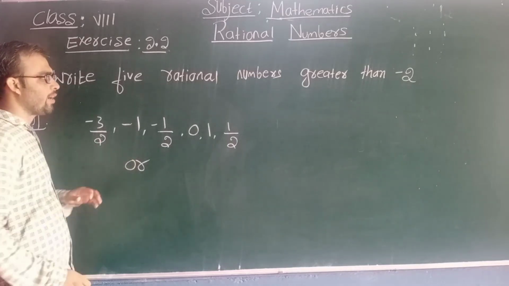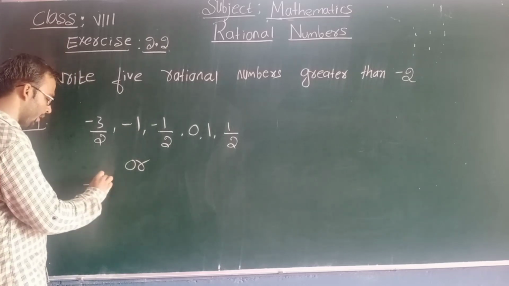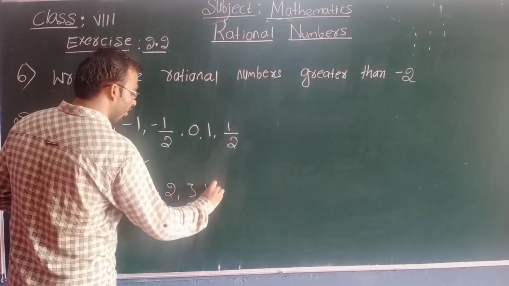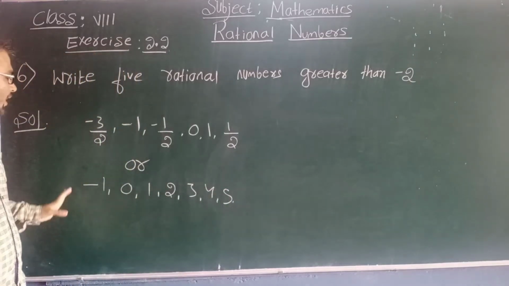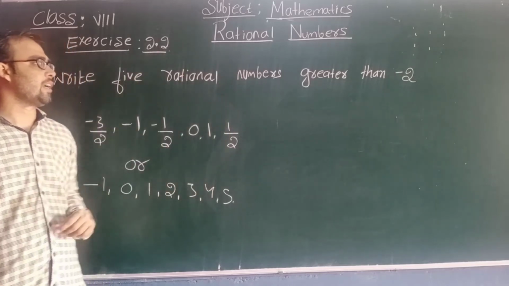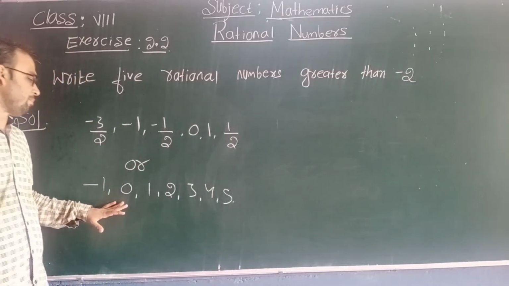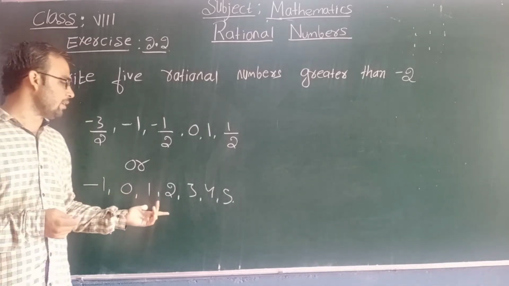Even if you want to write other numbers, you can write minus 1, 0, 1, 2, 3, 4, 5, 6. There are other numbers, not only these, which are greater than minus 2. So these are also rational numbers. We have seen this in the introduction part. So these are also rational numbers. Not only these numbers, you can write these numbers also.